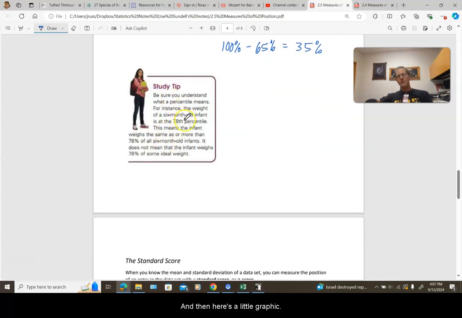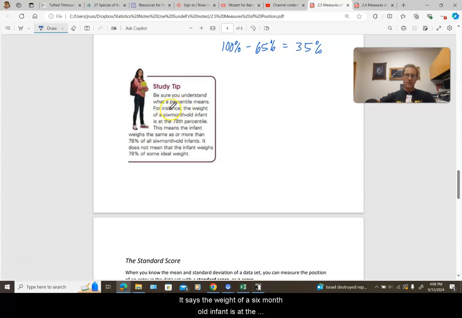And then here's a little graphic you can read if you want. It just says, make sure you understand what a percentile is. We're used to using percentages, so you say, oh okay, if I got a 90% on the test, then I did pretty well. And in a sense, that is a percentile because it means that you got 90 out of 100 of the points, or 90% of the test was correct.